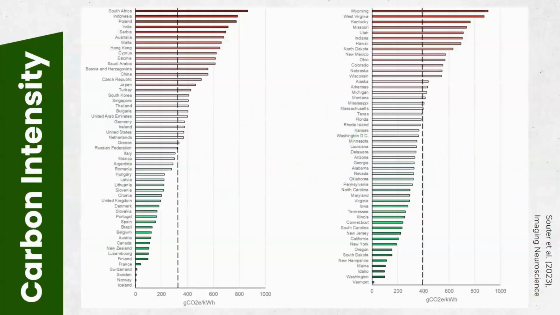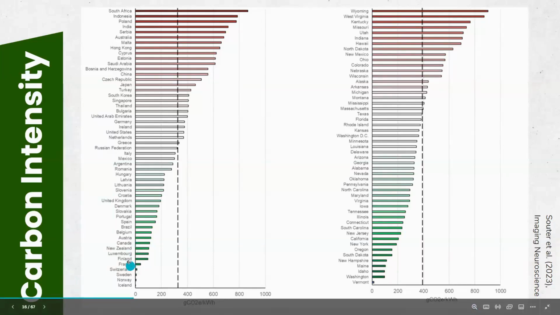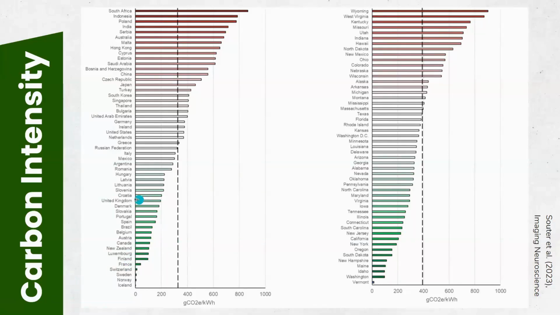Carbon intensity doesn't only vary by time, but also by location. So again, on the x-axis here, we've got our carbon intensity in grams. And on the left, we've got different countries across the world, and on the right, different US states. So we can see that the carbon intensity of South Africa is much, much higher than that of Iceland. South Africa relies primarily on coal, Iceland primarily on geothermal energy, or France, for instance, down here at the bottom, on nuclear energy. You see the UK, I think, somewhere down here in the green.